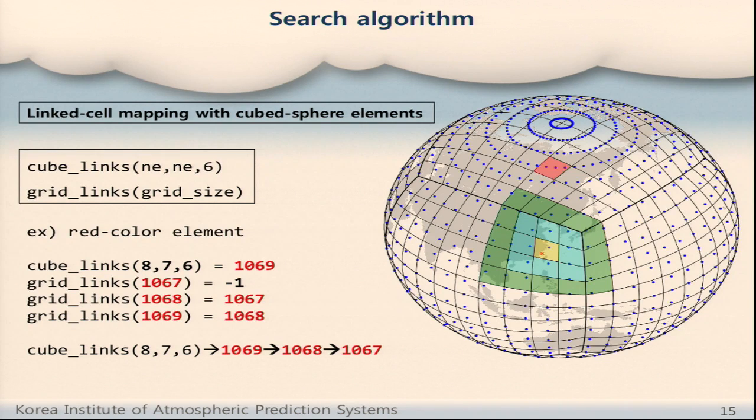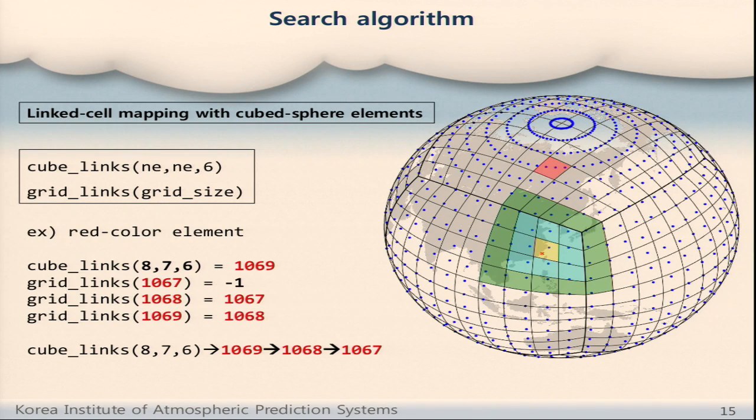The cube link array is three-dimensional, and the grid link array is one-dimensional. For example, let's map 3 points to the red colored element in the figure. The integer coordinates of the red colored element are 8, 786. And those of the 3 grid points are 1067, 1068, and 1069.